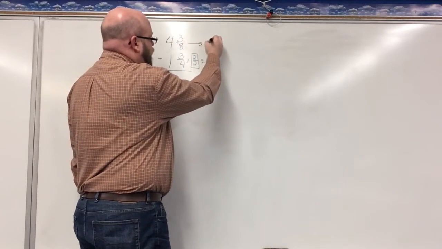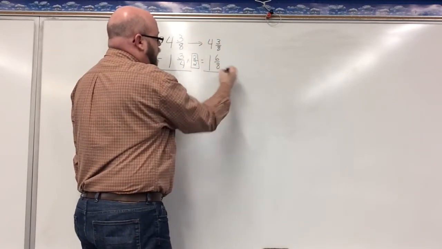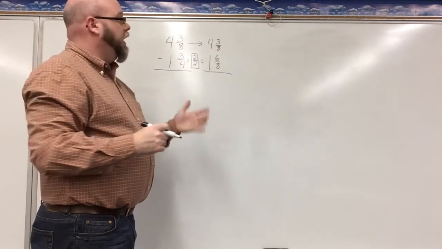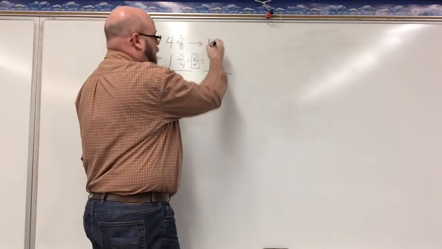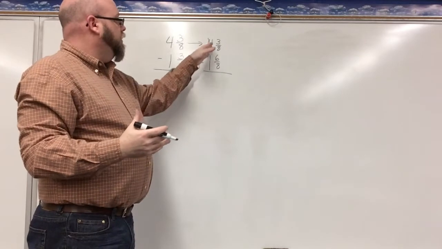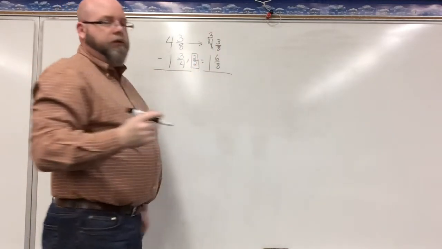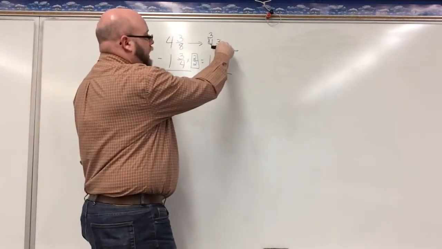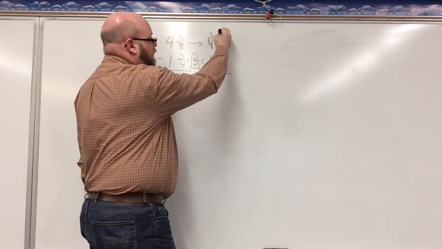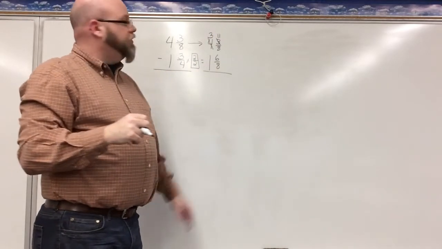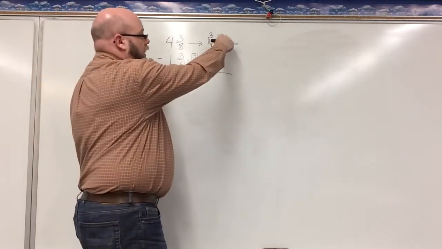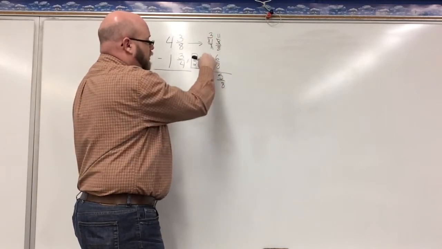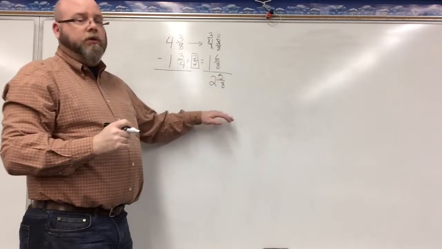I can slide 4 3/8 over to do the work. 3/8 minus 6/8 doesn't work, so I'm going to have to borrow. Regrouping, borrowing. From the 4, I take a whole away, so the 4 becomes 3. That whole is the same as 8/8. So 8/8 plus the 3/8 becomes 11/8. So I have 3 and 11/8 minus 1 and 6/8. 11/8 minus 6/8 is 5/8. 3 minus 1 is 2. So my answer is 2 and 5/8.